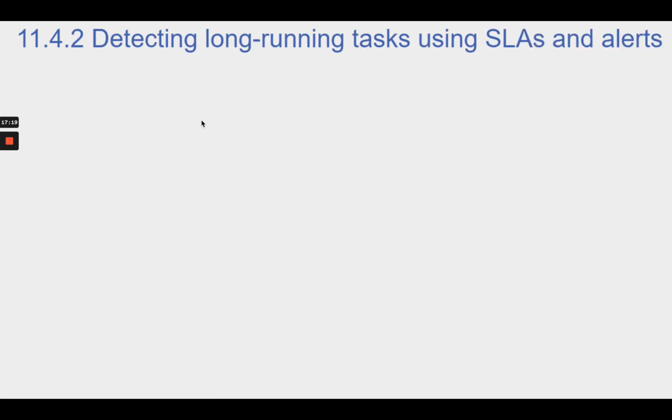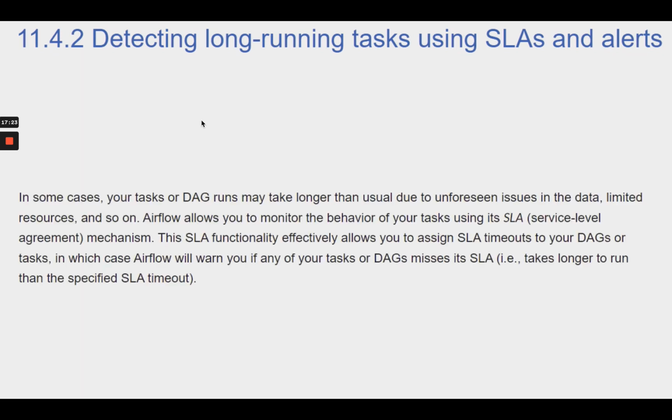Section 11.4.2. Detecting long-running tasks using SLAs and alerts. In some cases, your tasks or DAG runs may take longer than usual due to unforeseen issues in the data, limited resources, and so on. Airflow allows you to monitor the behavior of your tasks using its SLA, Service Level Agreement, mechanism. This SLA functionality effectively allows you to assign SLA timeouts to your DAGs or tasks, in which case Airflow will warn you if any of your tasks or DAGs misses its SLA, that is, takes longer to run than the specified SLA timeout.